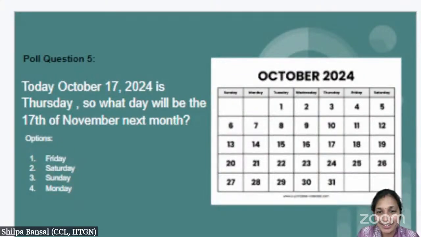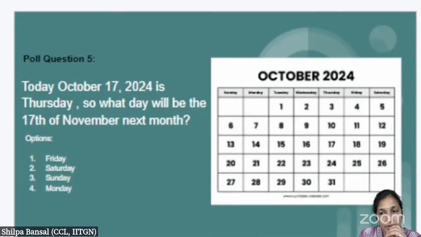If I know today 17 October is Thursday, so what is 17 November? Many of you are saying Friday, Saturday or Sunday. Some answer will be there. So what is the answer? Is it Friday, Saturday, Sunday or Monday? Can you tell me?